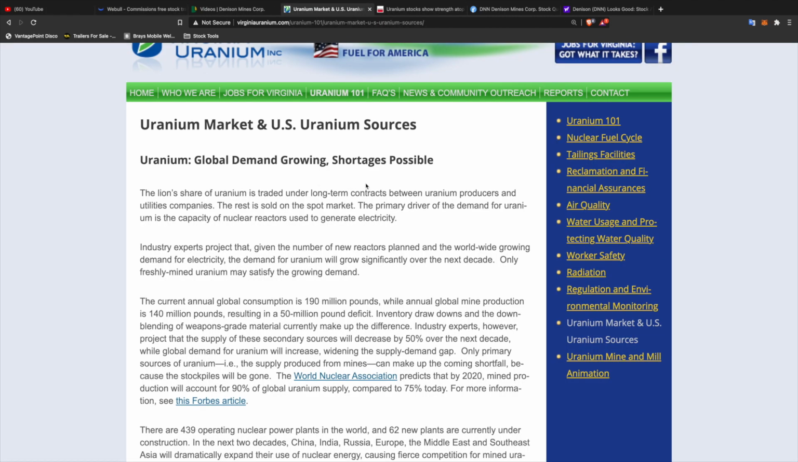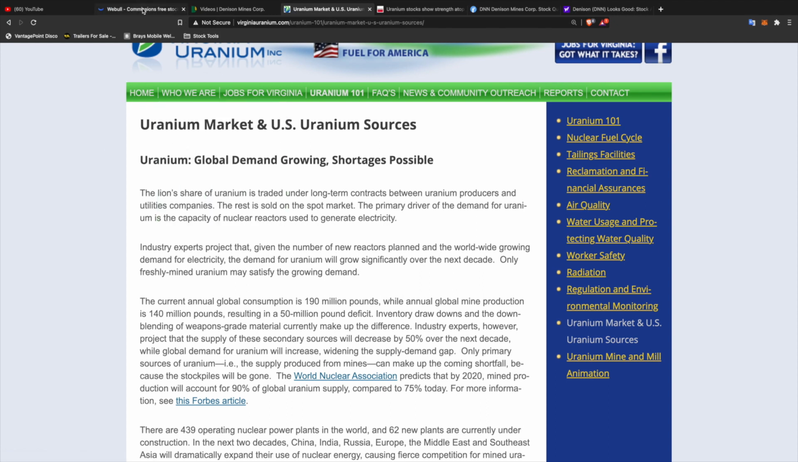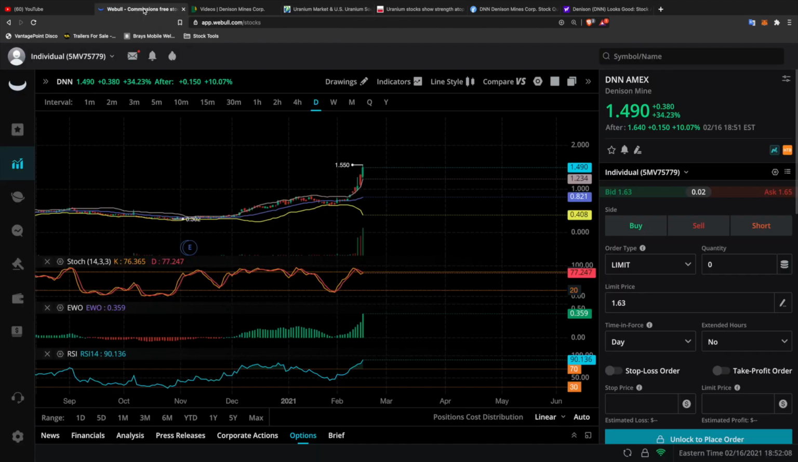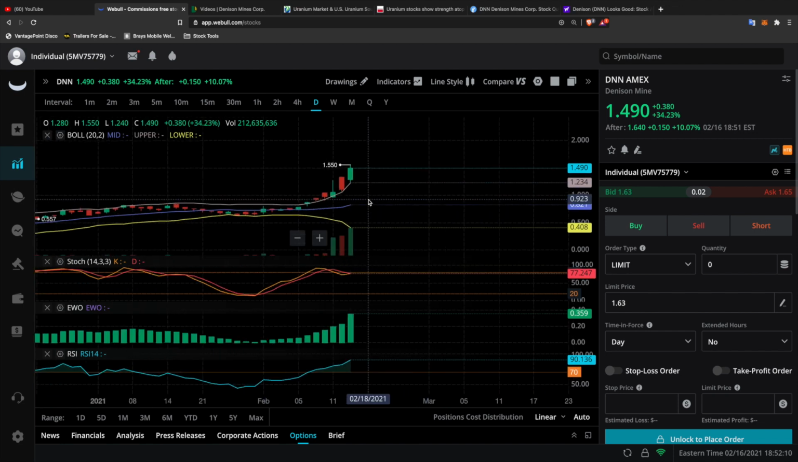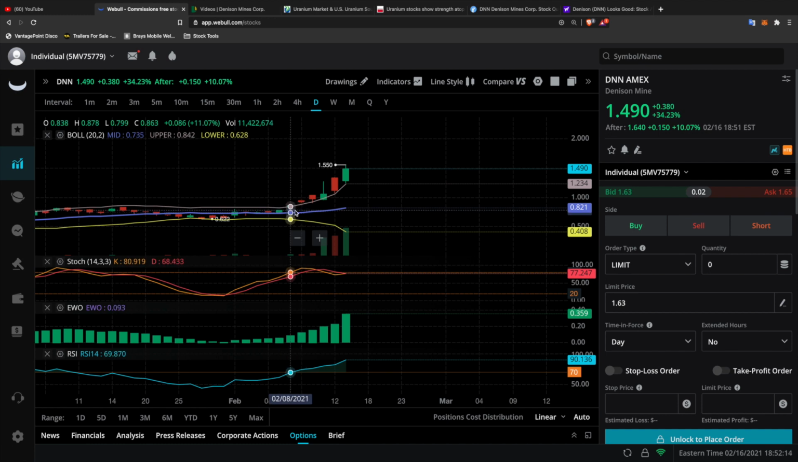Uranium is considered a green energy. I'm reading right here, the current annual global consumption is 190 million pounds, while the annual global mine production is 140 million pounds, resulting in a 50 million pound deficit. So we are using more uranium than we are actually producing on a global scale. When the world found out about that, it kicked off a high interest spike in uranium.